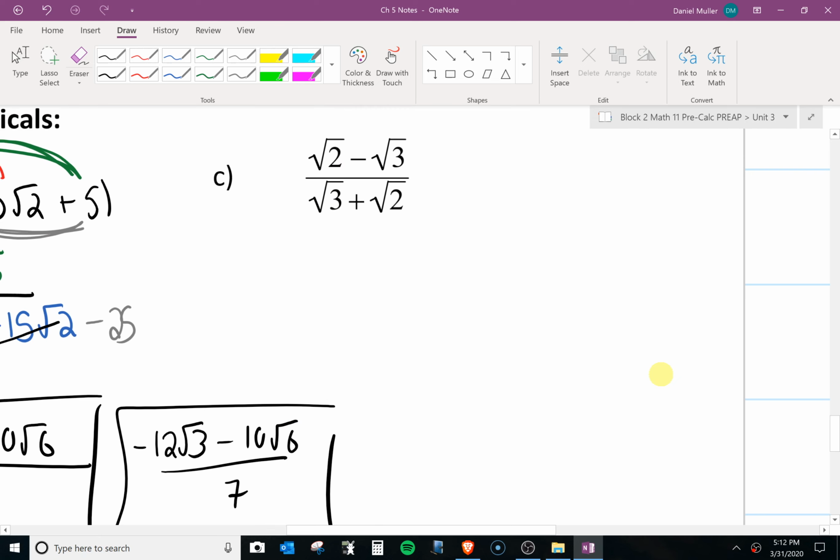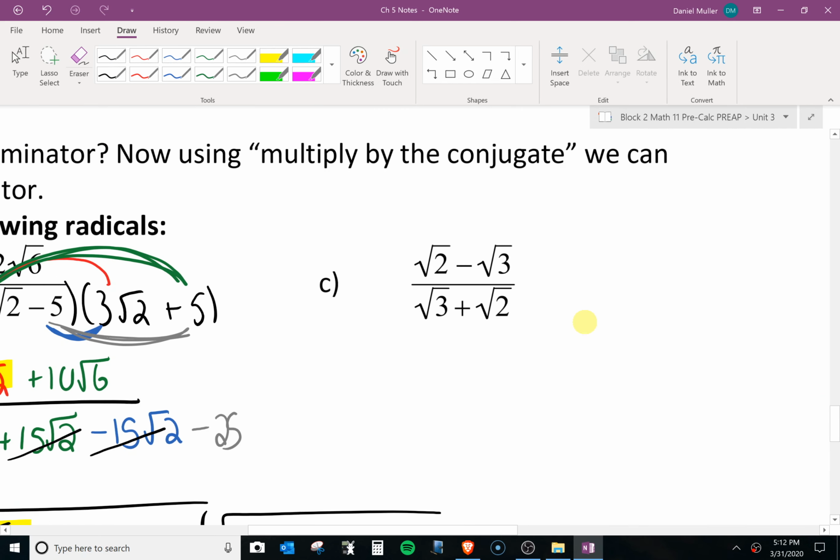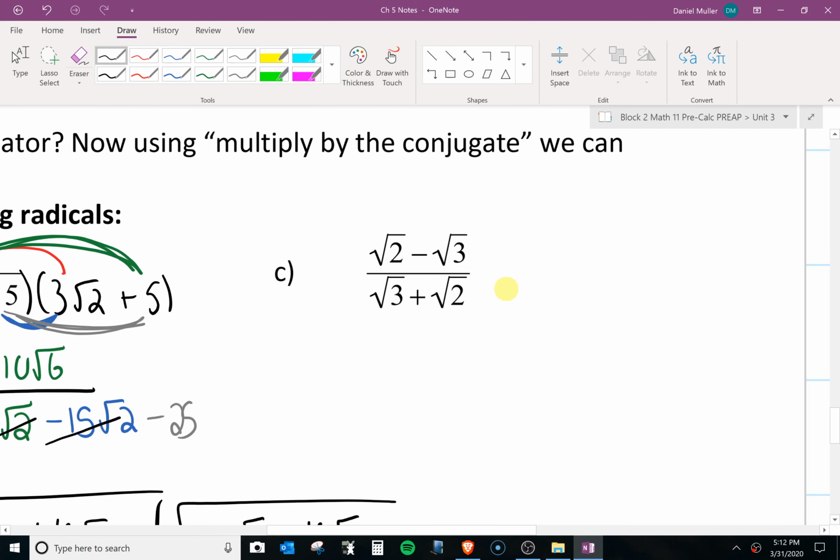All right, so let's look at this one, letter C, 3 root 2. Then we want to multiply by the conjugate. So the square root of 3 and the square root of 2, but change the symbol on the inside to a minus. And then we're going to copy that up above, because whatever you do to the bottom, we need to do to the top.